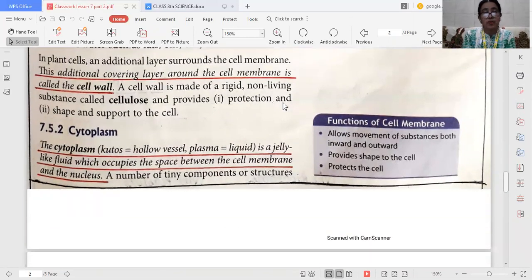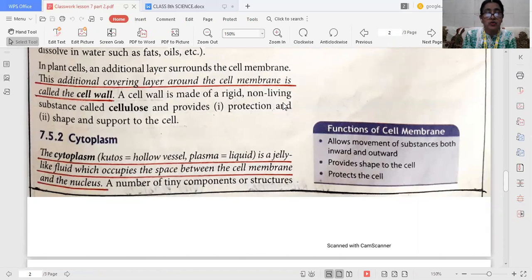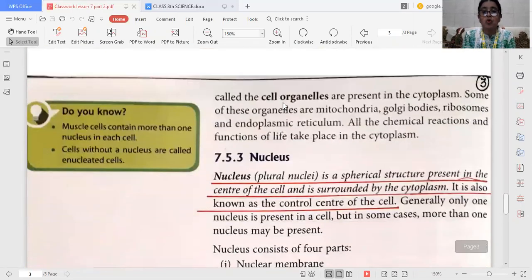Second is the cytoplasm. What is cytoplasm? It is a jelly-like fluid which occupies the space between the cell membrane and the nucleus. There are many tiny components embedded in the cytoplasm, known as cell organelles, like mitochondria, Golgi bodies, ribosomes, endoplasmic reticulum. These all are cell organelles.